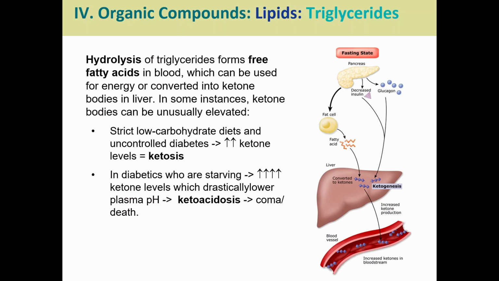Now we can use hydrolysis, meaning using water to break triglycerides down, right, to form free fatty acids, which we can now use for energy, or we can break them into ketone bodies in the liver. Sometimes ketone bodies can be really elevated. Like if you have a really low carb diet, let's say you are on the keto diet, right? Where did keto diet get its name? Basically, if you have a low carb diet like the keto diet, you're going to see an increase in ketone levels because you're using fats for your primary fuel source rather than carbs. This is what we call ketosis.